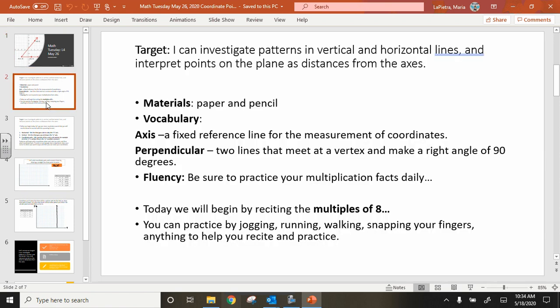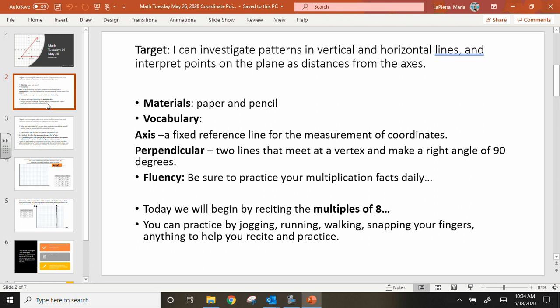Our target: I can investigate patterns in vertical and horizontal lines and interpret points on the plane as distances from the axis. It means how far are the points from the x and the y axis. Interpret means you can explain or give an explanation of the points and where they're located. Okay, so materials, have paper and pencil ready to go.